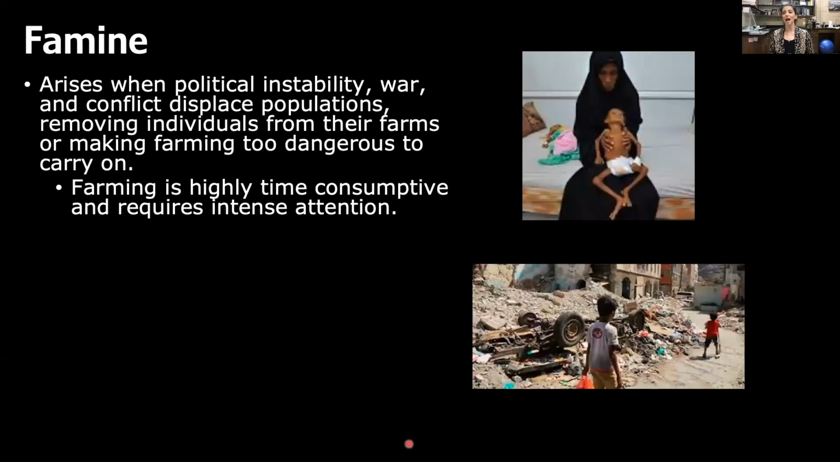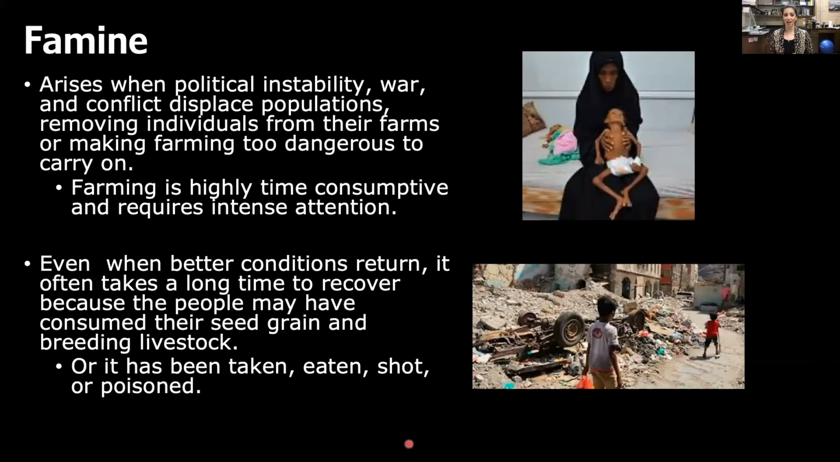So these famines arise when there's political instability, there's war or conflict that displaces populations. Once those populations are displaced, it removes them from their farms or the ability to make their own food, either because they're physically removed or it's just too dangerous to carry on those practices of making their own food. Farming is highly time consumptive and requires intense attention. And as you can imagine, if there's war going on and you're constantly being displaced, you're not going to have that time to dedicate to farming practices.